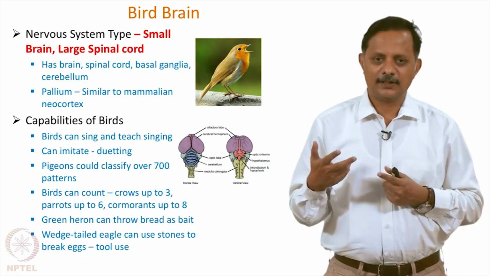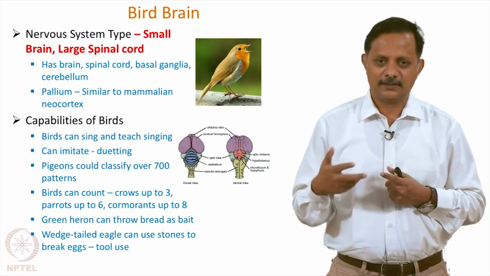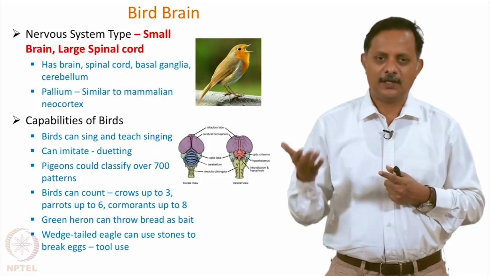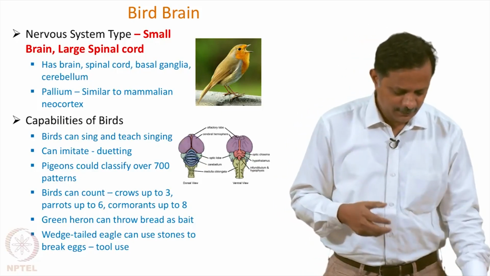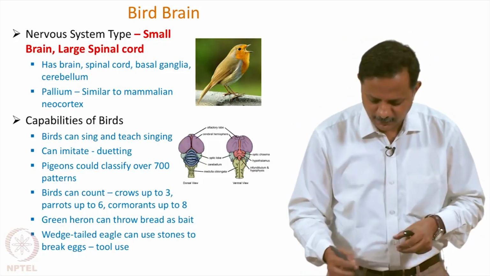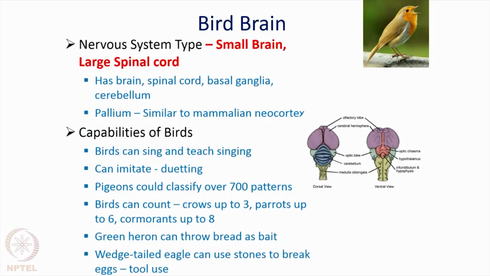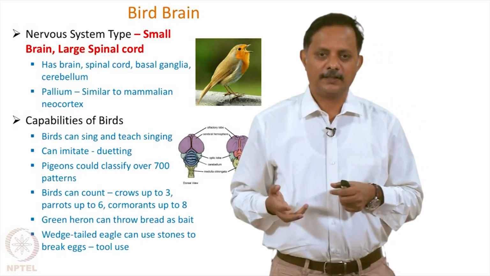It does not have a structure like the cortex which is there in mammalian brains, but equivalent to that it has what is called a pallium, an expanded portion of the brain in the forebrain. So, you can see that this is the cerebral hemisphere, this is called the pallium. And then birds exhibit very complex and intelligent behaviors.